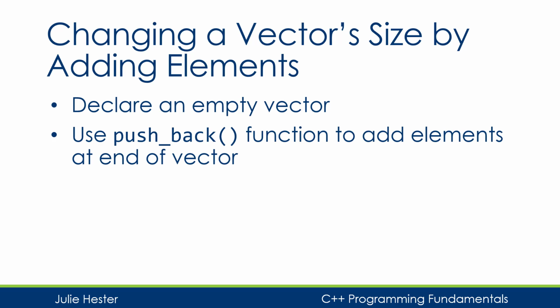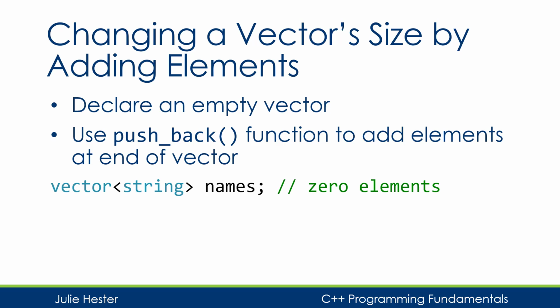So each time I want to store an element in this vector, I'm going to use the push_back function, and it's going to store whatever element I'm using at the very end of the vector. It looks something like this. Again, I have my string vector named names, and when I declare it here, it has 0 elements.